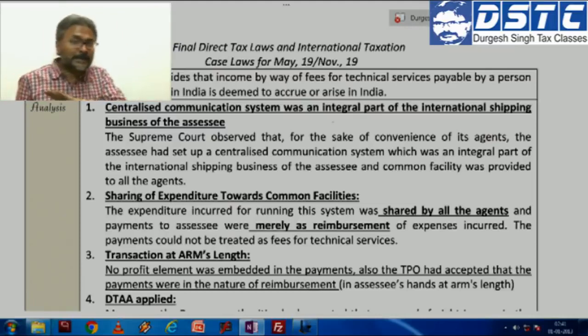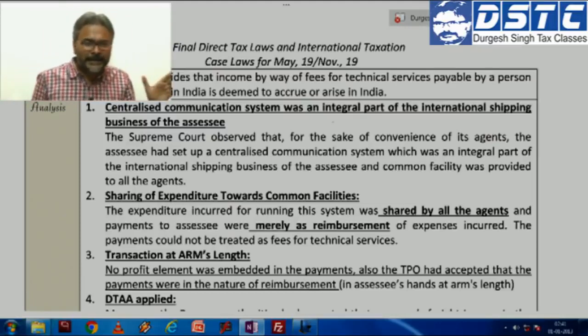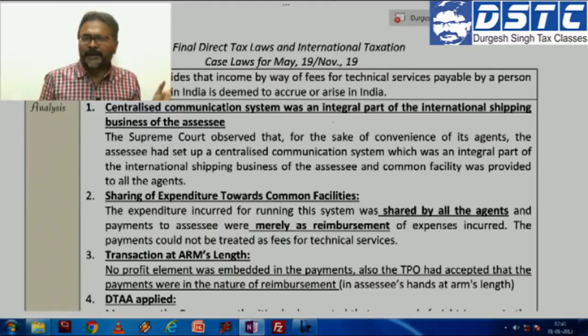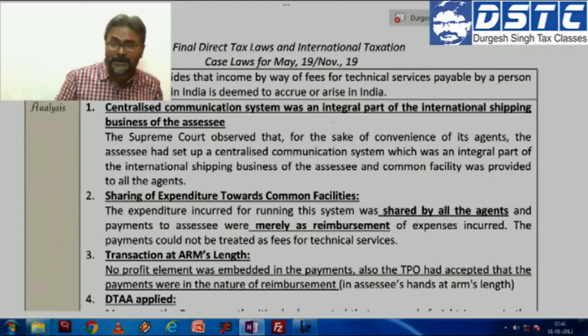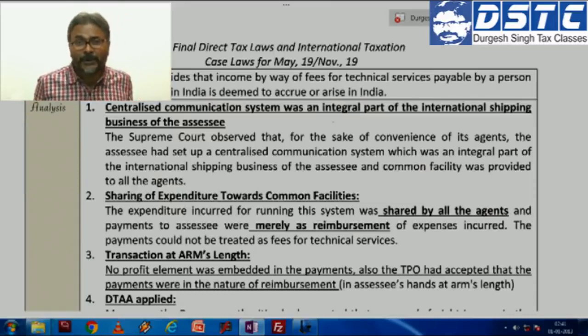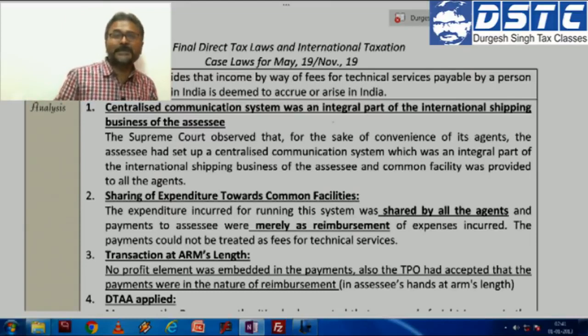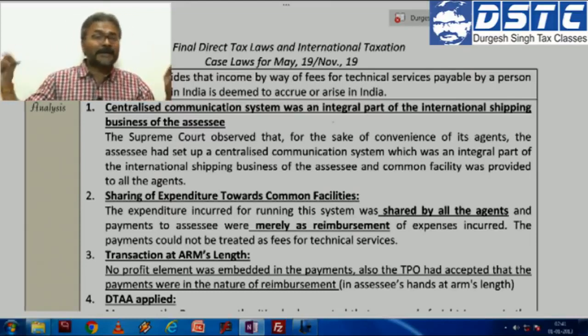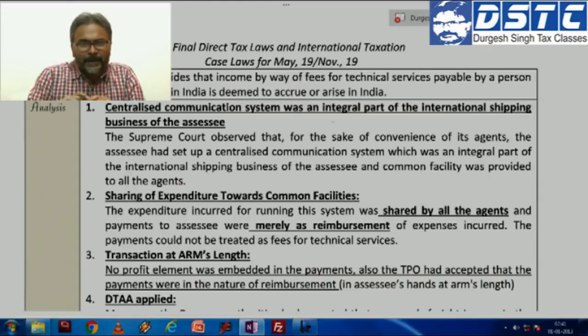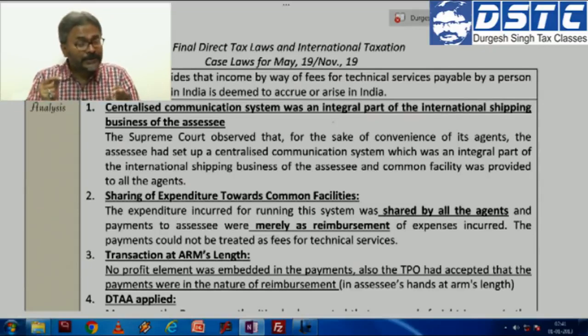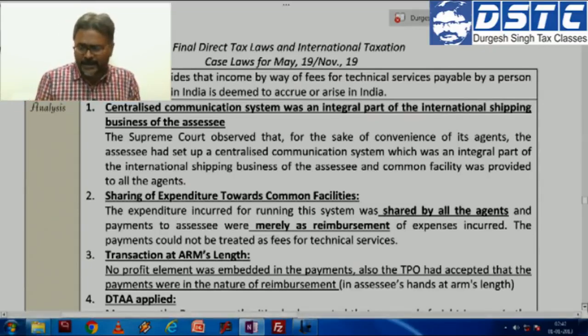Since it is a standardized facility, they have said that it is not in the nature of a technical service, because technical service, as we all know, is a specialized service, and this is not a specialized service, it is a standard facility which was being set up in the agent's location. Further, there are certain more points emerging from this decision, which I have already created the compartment.